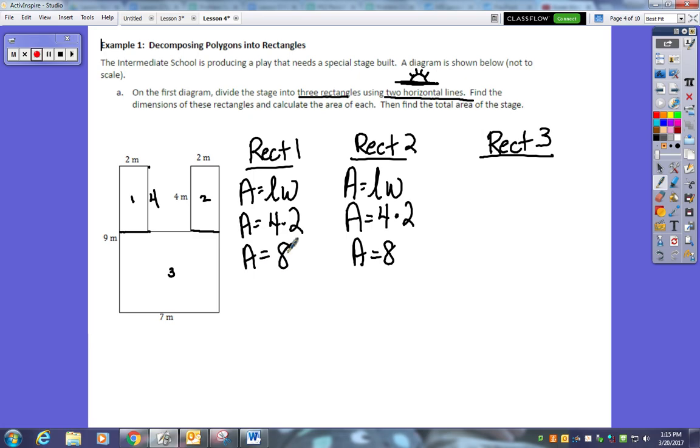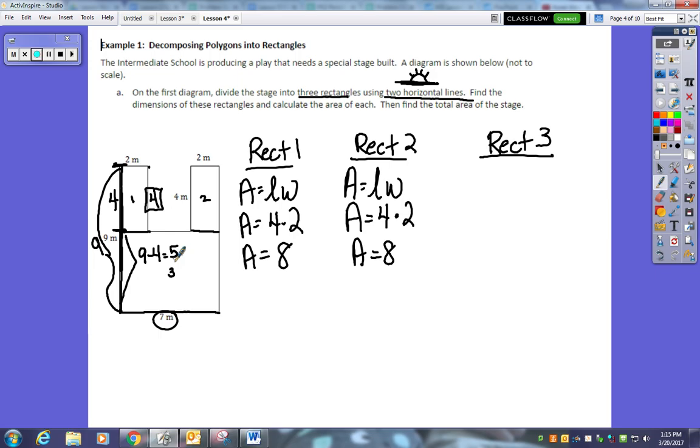The last one is a little bit trickier. We know one of the dimensions is 7. However, we don't know this dimension, this shorter one, because the 9 is talking about this entire side length. However, since we know this is 4, that means we know this is 4 as well. So if the whole thing is 9, but this piece of it is 4, to find the length of this side, we would do 9 minus 4 and get 5.